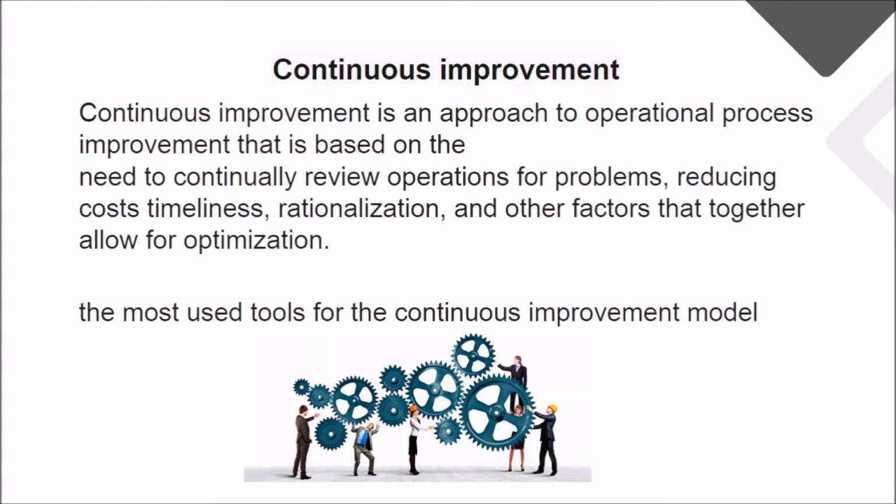Continuous improvement is an approach to operational process improvement that is based on the need to continually review operations for problems, reducing costs, timelines, rationalizing, and other factors that together allow for optimization. The most used tools for the continuous improvement model.